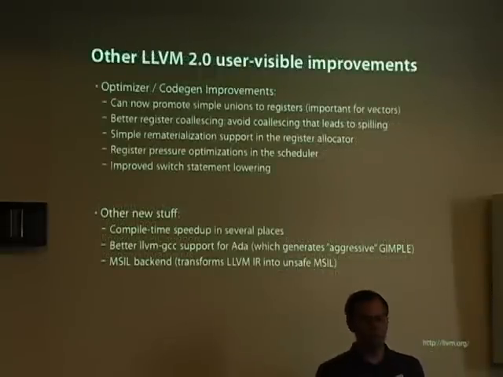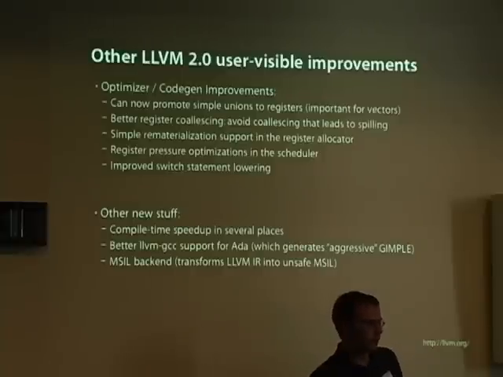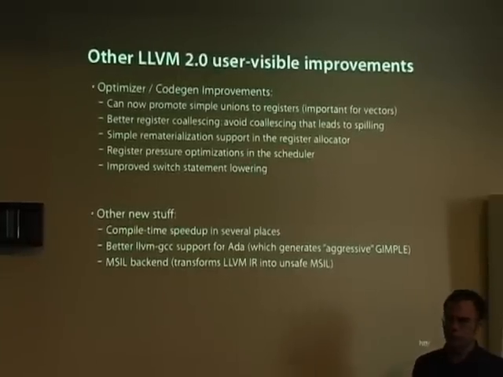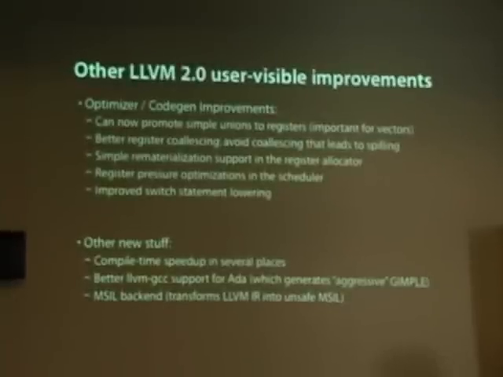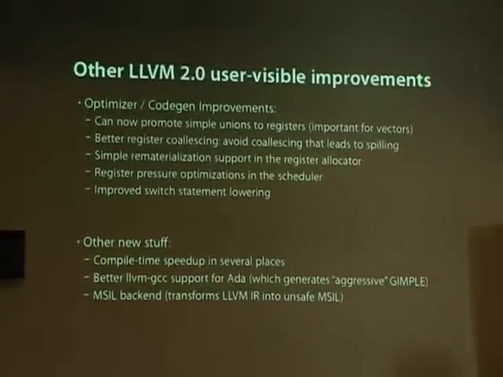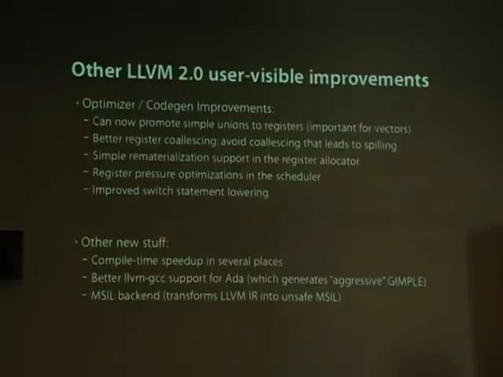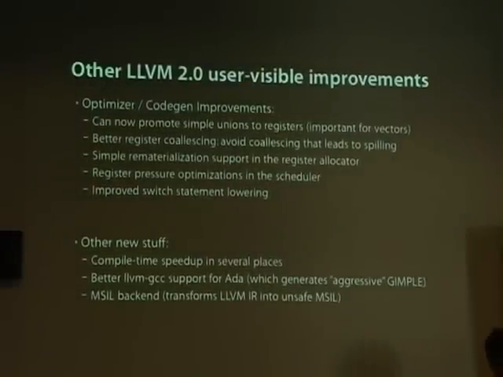So besides implementing just missing features, there's also some other useful user-visible improvements in LLVM 2.0. Particularly, the optimizer is significantly better than 1.9. So we have rematerialization support, simple rematerialization support in the register allocator. We have the ability to promote unions into registers.